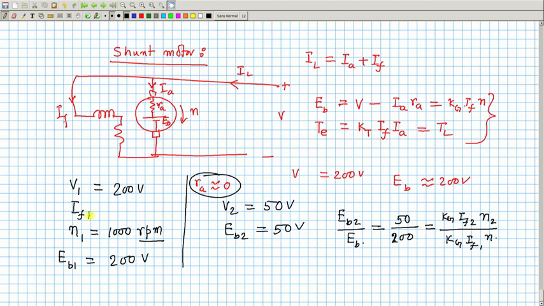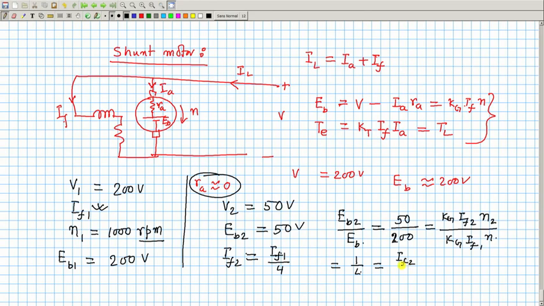Now, if this current was I F 1, what is the field current here, I F 2? See, this is the beauty of shunt field connection. How much will be the field current? You have reduced the voltage by 4 times. So, your I F 2 has to become I F 1 by 4, because field resistance I have not varied. So, I F 2 by I F 1 will become 1 by 4, no doubt.